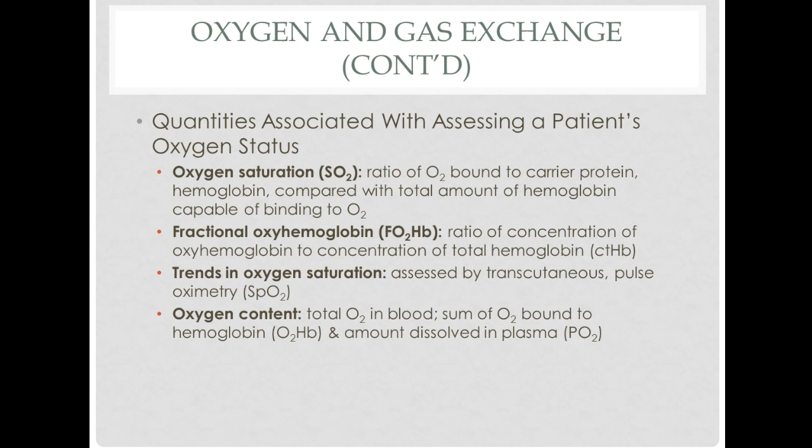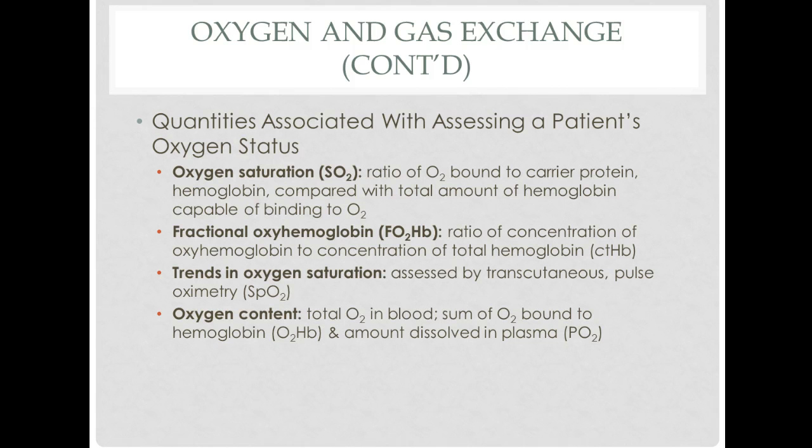There are some different things that you're going to see on the blood gas printouts when you get to your clinical sites. The different quantities associated with assessing a patient's oxygen status are as follows. The oxygen saturation, sometimes called an O2 sat, is the ratio of oxygen bound to a carrier protein, hemoglobin, compared with the total amount of hemoglobin capable of binding. You'd like to stay as close to 100% oxygen saturation as possible.